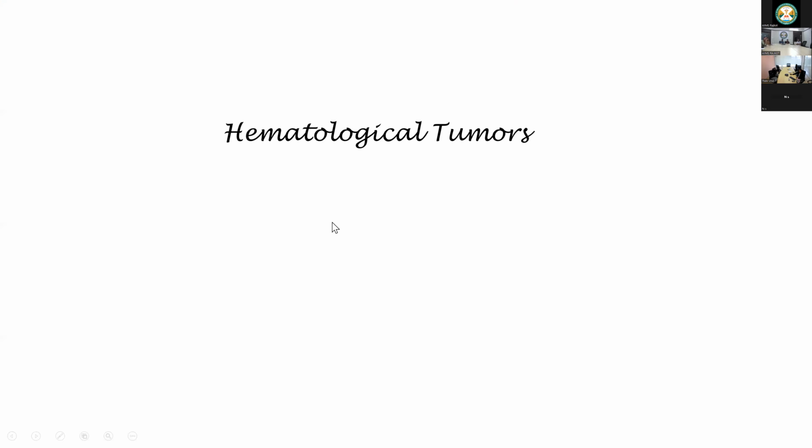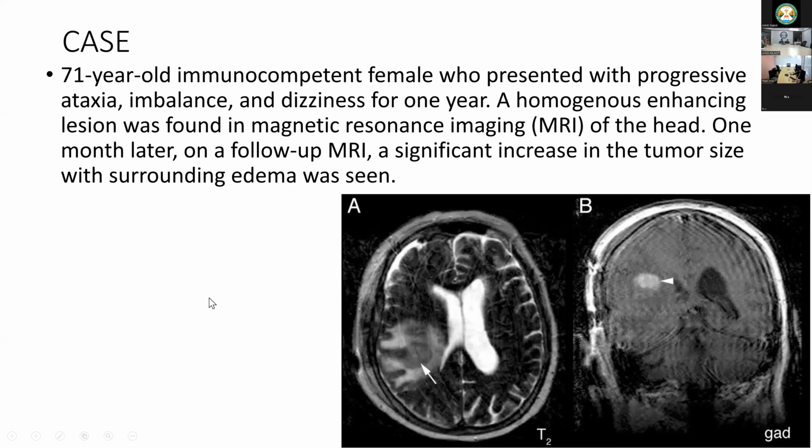Coming to hematological tumors, so these are basically lymphomas. They can be primary or secondary. Suppose a 71-year-old immunocompetent female presented with progressive ataxia, imbalance, and dizziness for 1 year. MRI is showing this lesion, whose central part is somewhat hypointense, however, it is showing enhancement with some perinodular hyperintensity. This is because of the diffuse spread of the cells.